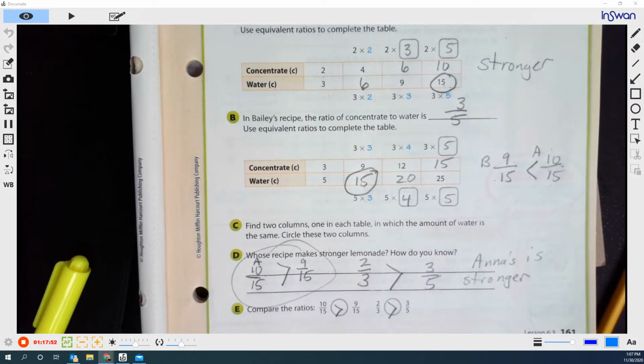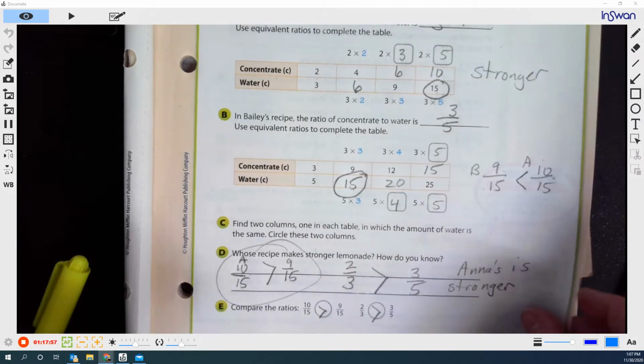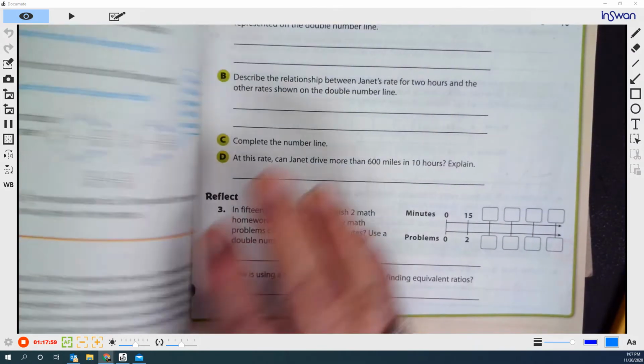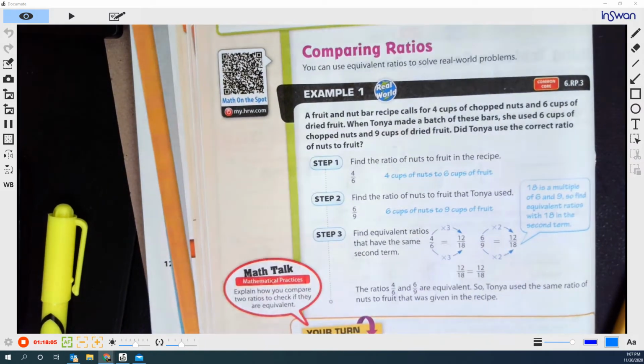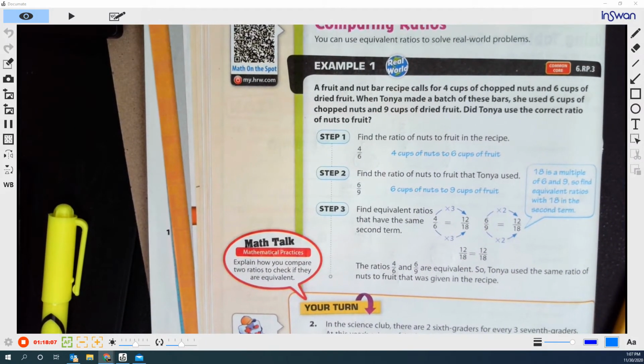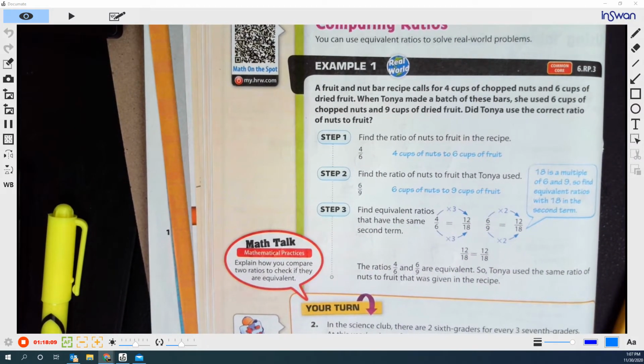It's like getting a common denominator. Now, in that way, it is kind of like a fraction, but we're still talking about the relationship between the water and the lemon concentrate, and that determines how strong the lemonade is, okay?